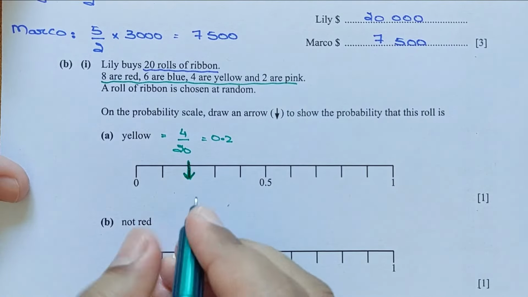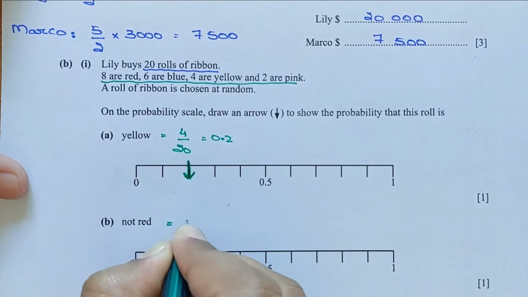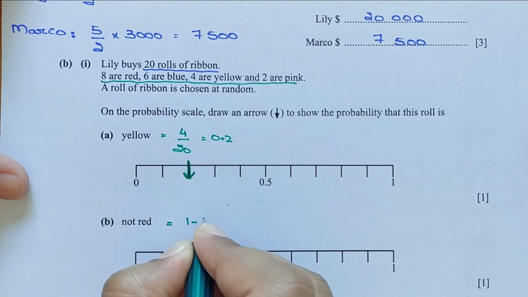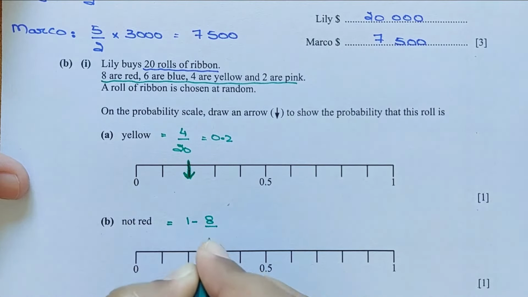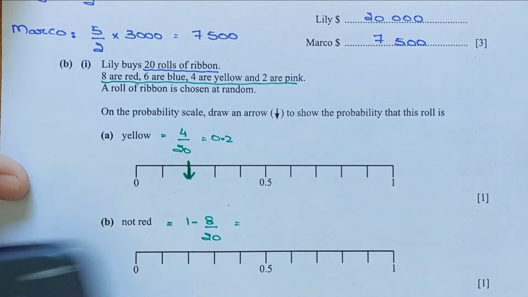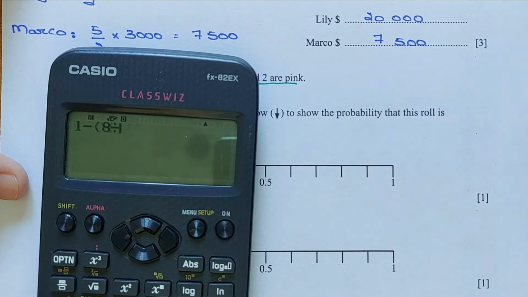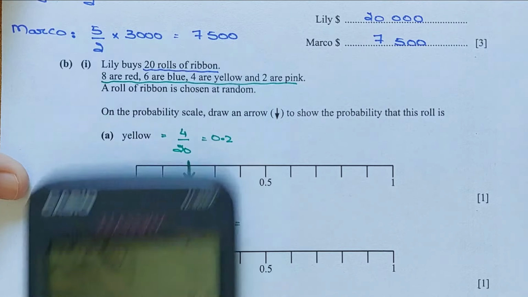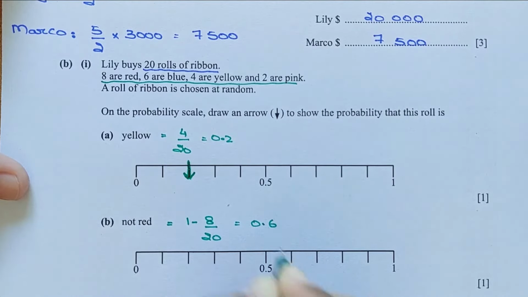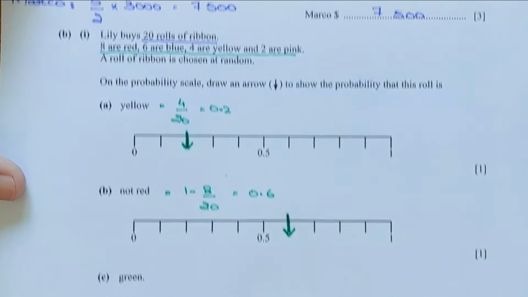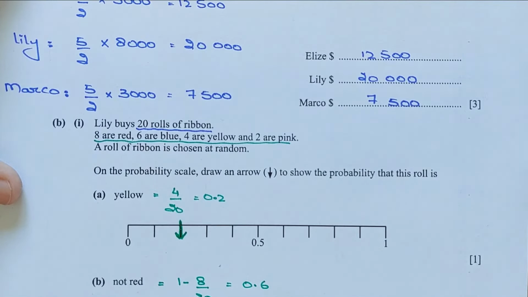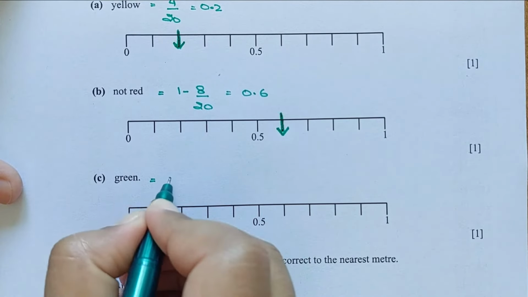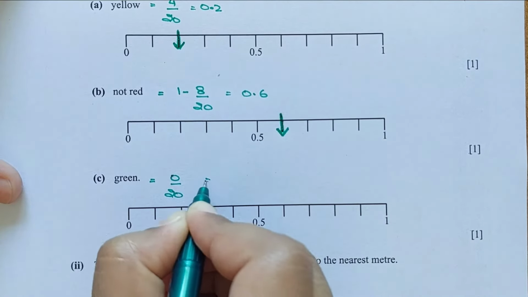Not red. So the probability of not red means 1 minus the probability of red. Red is 8 out of 20, so 1 minus 8 over 20 is 3 by 5, 0.6. So that is the probability for not red. The next is green. How many are green? 0 are green out of 20. So that is just 0.